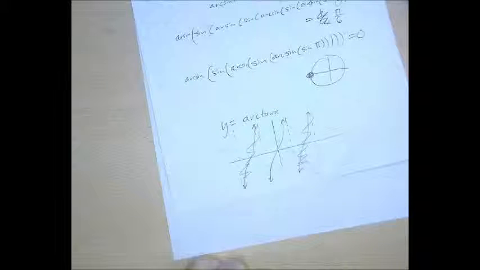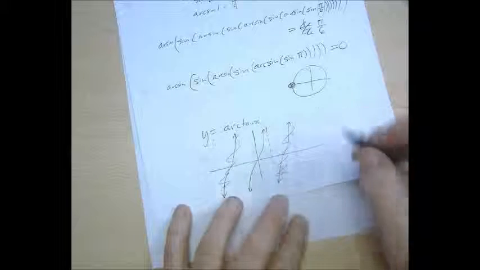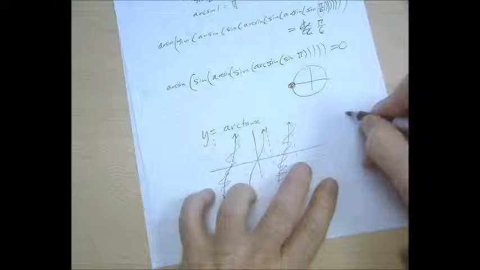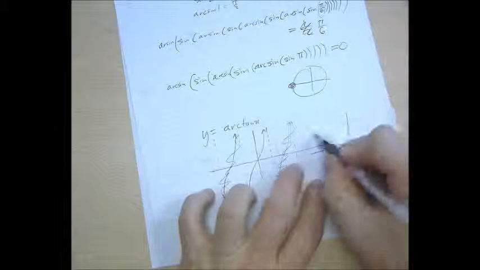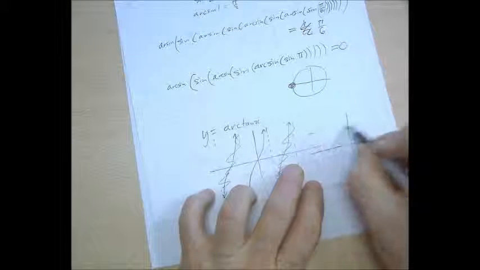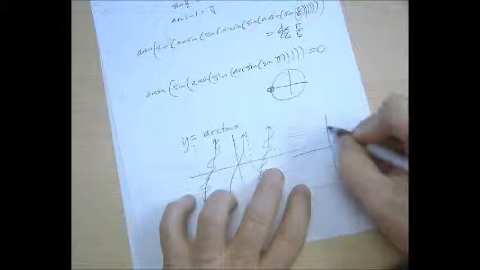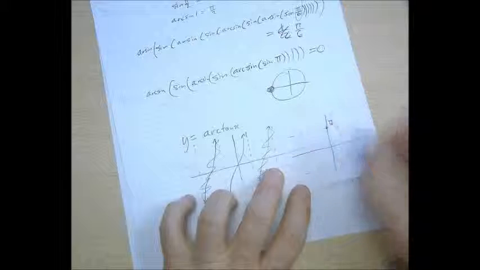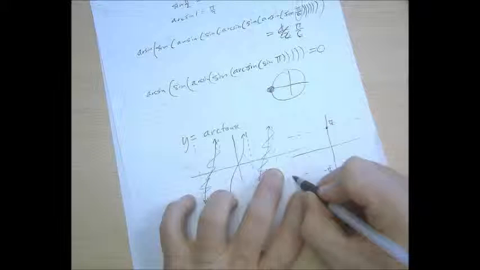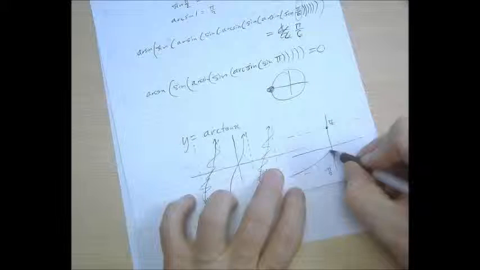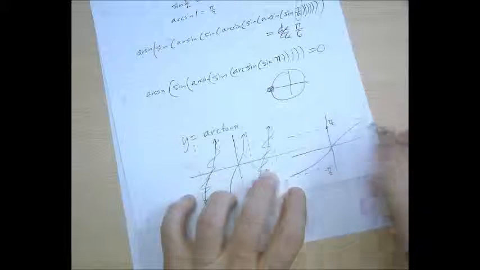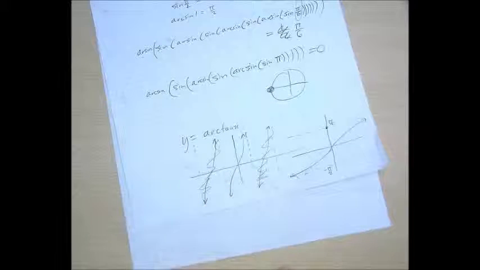Okay, so the inverse of that is this. So that's pi over 2, that's negative pi over 2. And there we go. Okay, so it works on all possible numbers from negative infinity to infinity. Its domain is all real numbers.